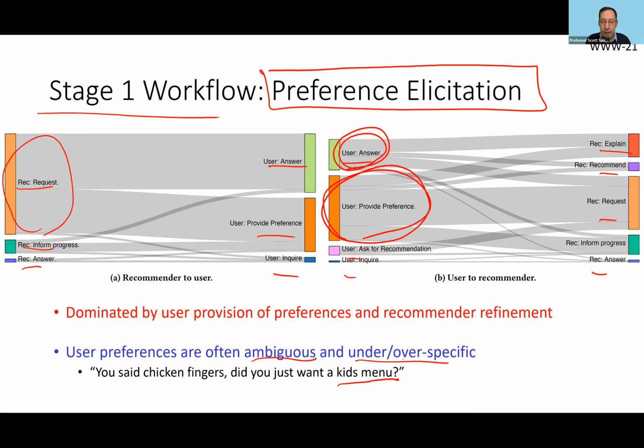And so we really see that humans are overly specific. And this is bad for a recommender because you don't always have all this information, and it really constrains the recommendations, especially when there are multiple preferences. So we just have a paper coming out this year talking about how you do targeted relaxation of these preferences. Do you want a kids menu as opposed to chicken fingers? It's a really critical part of the conversation. It's a really critical flaw of human preference specification that we are more specific than we should be.